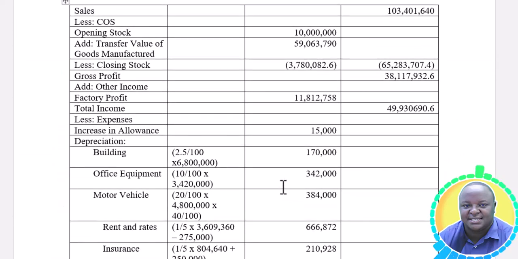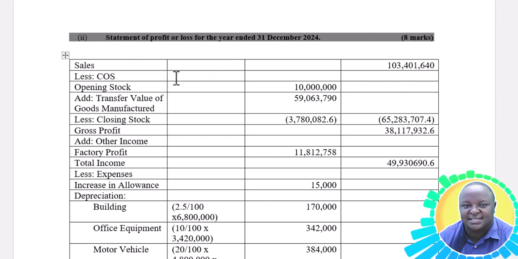I think I've done it officially here. You can be able to see. We start with the sales. We come to, we less our cost of goods sold, to get that cost of sales. To get the cost of sales, we'll start by opening stock of the finished goods, which is 10 million. We will add transfer value for goods manufactured. We already calculated that when we were doing the manufacturing account. And then we can be able to less the closing stock. I told you how we got the closing stock. Then you minus that from the sales, the cost of sales, you will get the gross profit.